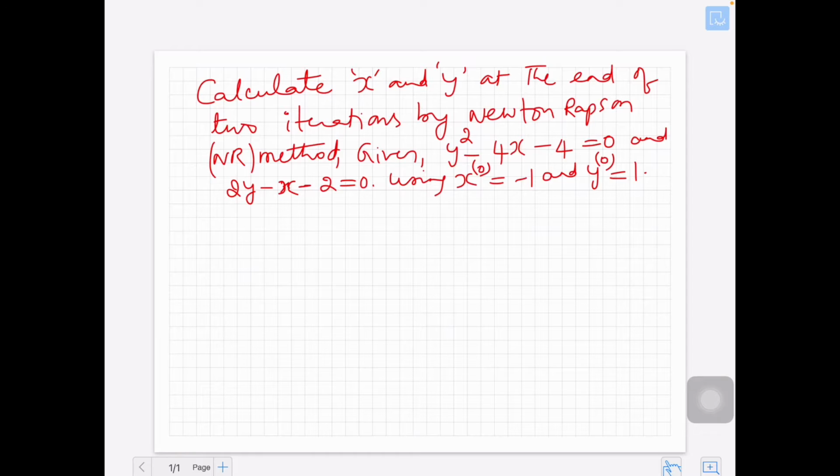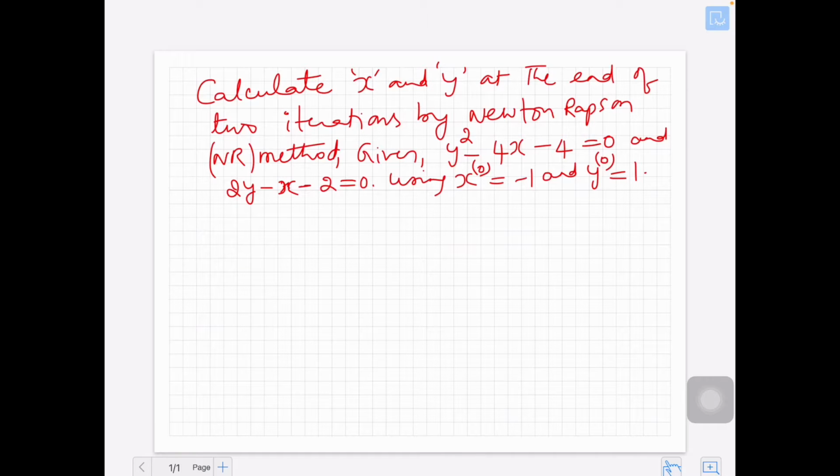This is a video which gives the information about Newton-Raphson load flow analysis technique. If you see this problem, we have to calculate x and y at the end of 2 iterations by Newton-Raphson method, given 2 equations with initial solution also given for x and y. This problem can be solved using Newton-Raphson method.